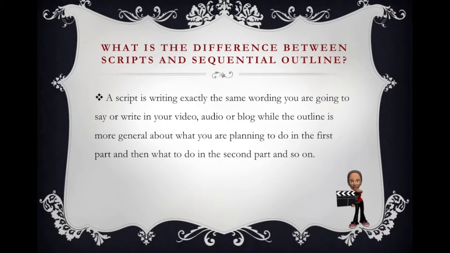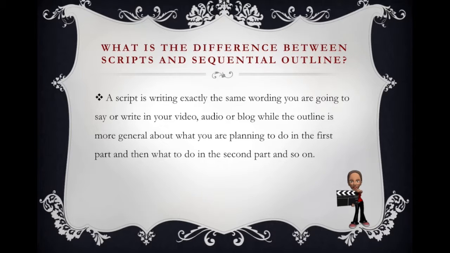So you might ask, what's the difference between writing a script and writing a sequential outline? Basically, writing a script is about writing exactly the same words you're gonna say or write in your video, audio, or blog. While the sequential outline is more general about what you are planning to do in the first scene or slide and what you are planning to do in the second one, and so on.